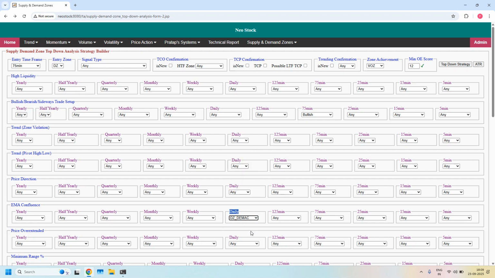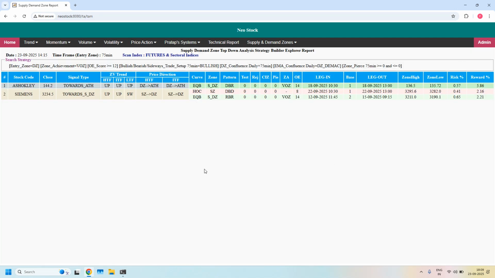By enabling the filter, we got 2 stocks. So these 2 75 minutes demand zones might be having more high probability to get success, provided lesson 20 checklist items are satisfied. Otherwise, higher chances of zone violation. That is very, very important.